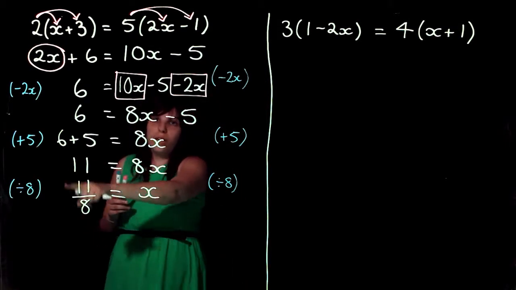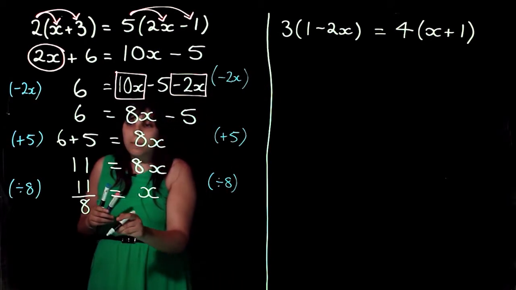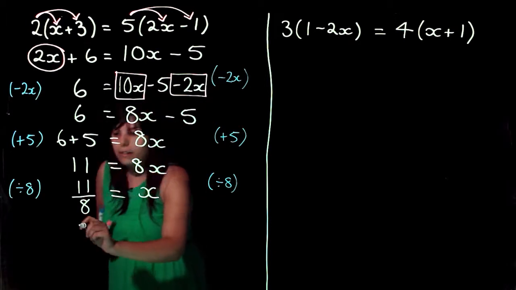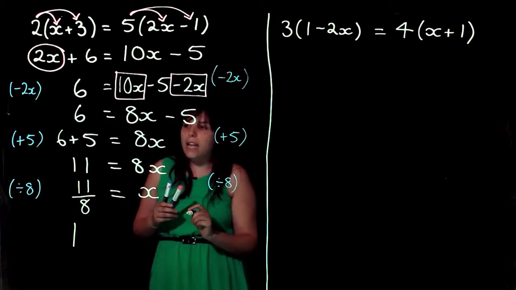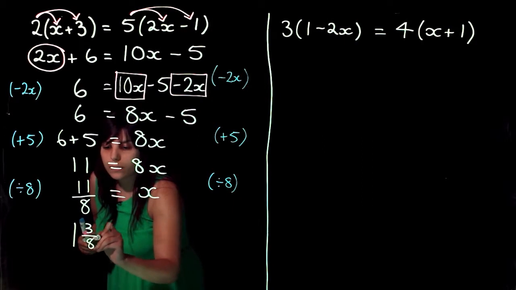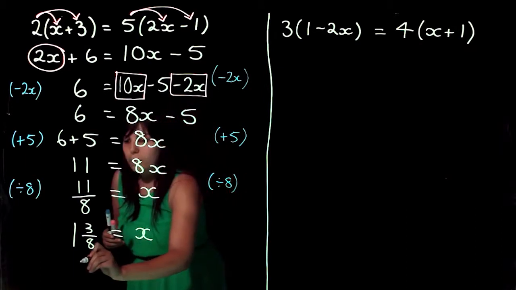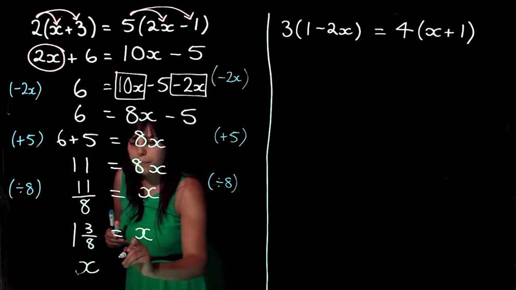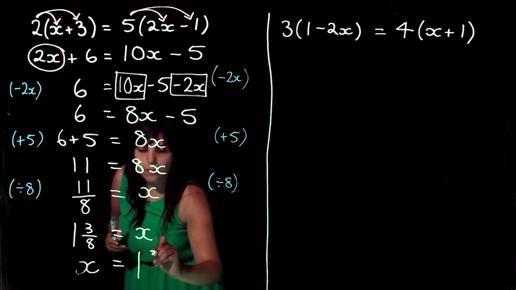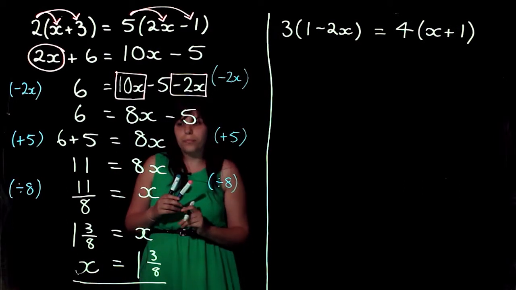Now, as you can see, I've got an improper fraction because the top's bigger than the bottom, so I need to make it a mixed number. So how many 8's go into 11? It's just going to be 1. And then what's my remainder? Well, it's going to be 3/8, and that equals x. So to write it as a solution, we'll put the x back on the side we like it, and x equals 1 3/8 is going to be our solution for that question.